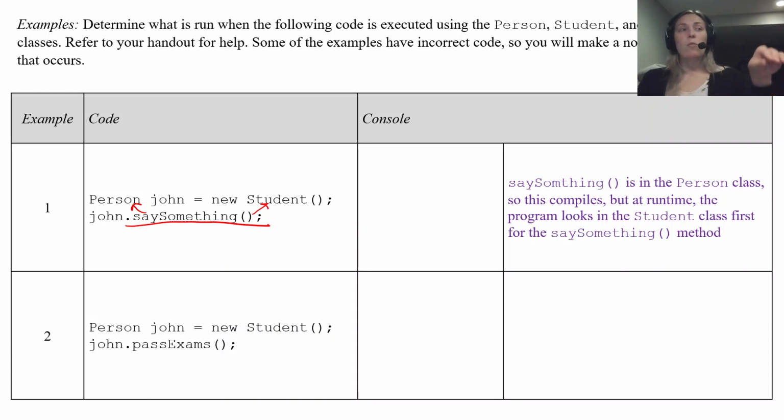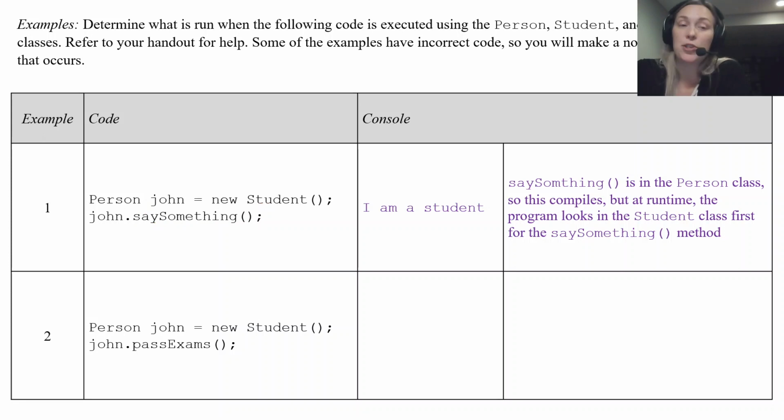Perfect. Once it compiles, then because John is created as a student, the program running will say, okay, let's go to student and check inside the student class for the say something method. It'll find that say something method. He says, I am a student, and it'll print it off. If it didn't find say something in student, then it would move up the hierarchy to person and check in there and run that one. But because it finds it in student first, it runs the say something method in student. And it says, I am a student.